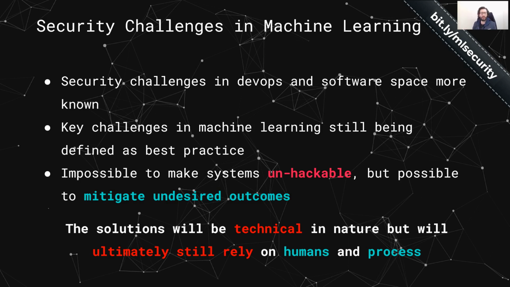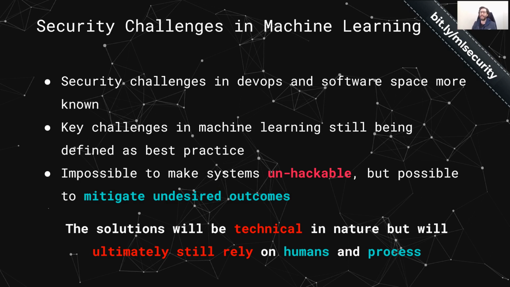The way we want to approach this is very similar to how it's approached in the general software space, where there is a broad range of tested and proven methods, techniques, and tooling to enable software and security practitioners to enforce best practices. It is approached by acknowledging that it's impossible to make systems completely unhackable or fully secure. However, it's possible to mitigate a reasonable amount of undesired outcomes through best practices, tooling, and automation. Even though these solutions will be technical in nature, they will ultimately still rely on humans and process.